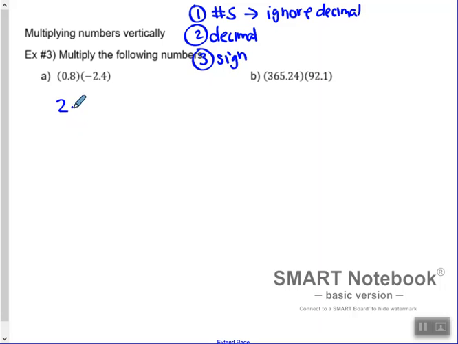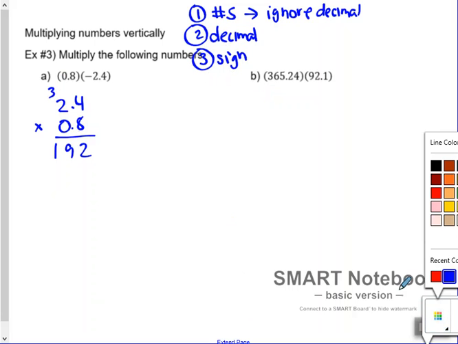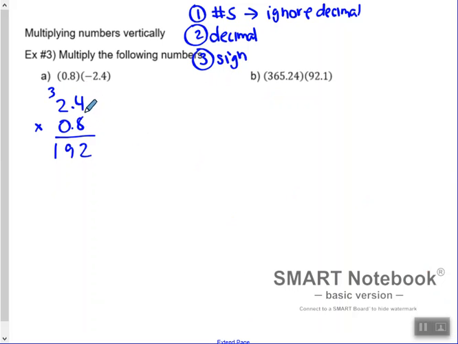Okay, so 2.4, ignoring the sign as well, times 0.8 is going to be kind of like 8 times 24. So 8 times 4 is 32. 8 times 2 is 16, 17, 18, 19, so 192. Now for step 2, dealing with that decimal, what we need to do is see how many numbers are behind the decimal in our original question. So there's 1, 2 numbers behind the decimal that we multiplied. So we will need to move our decimal, starting at the right, 1, 2 places. So it's going to be right here.